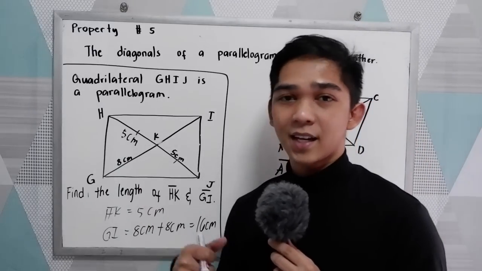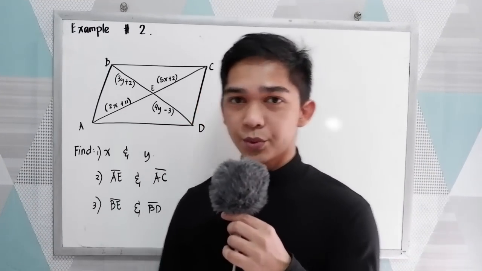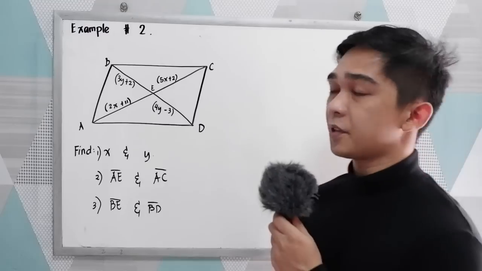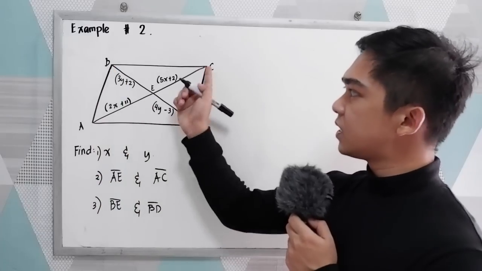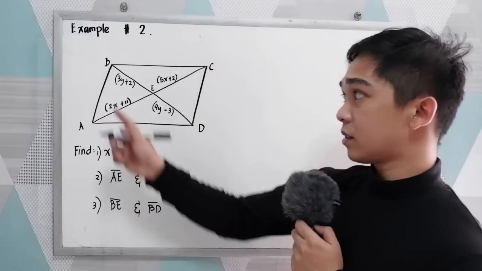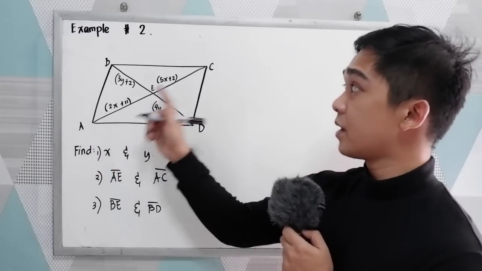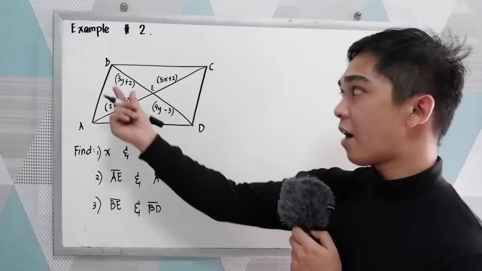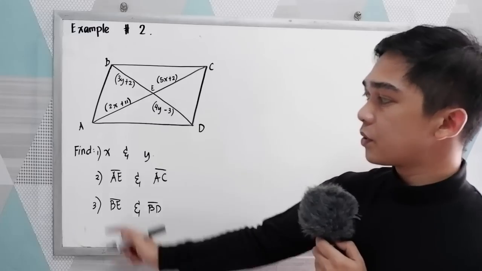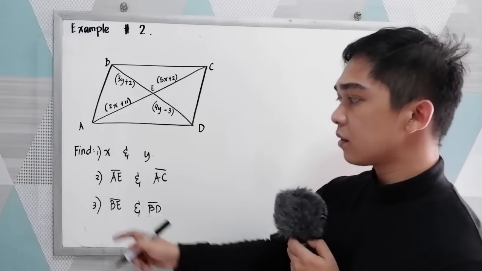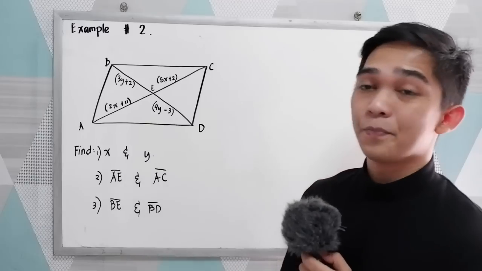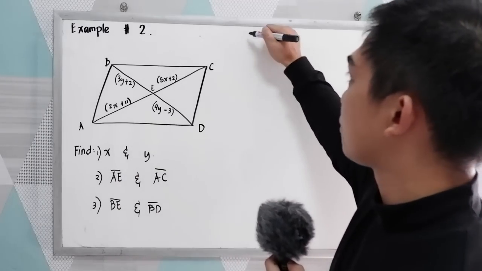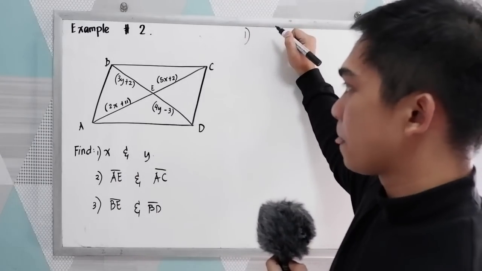Let's have our second example. Example number 2 under our 5th property. We have our given parallelogram ABCD and diagonals BD and AC, and we have the following measurements. We're going to find number 1, x and y; number 2, AE and AC; number 3, BE and BD. Let's start with number 1. We're going to find x and y.